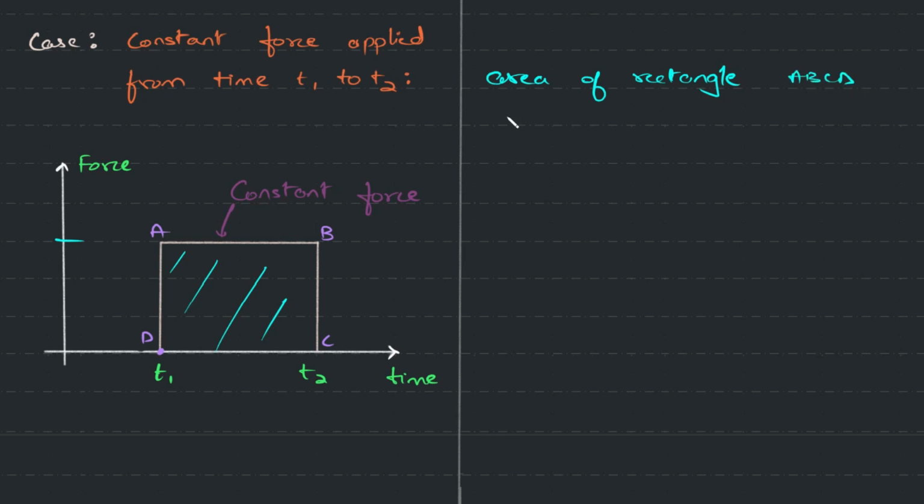Area of rectangle ABCD is equal to AD into DC, which AD is what? It's the constant force, right? And DC is your T2 minus T1. So you can see it's leading to the same idea. So this is F times delta T. This is nothing but magnitude of impulse of force F in the time interval of delta T.